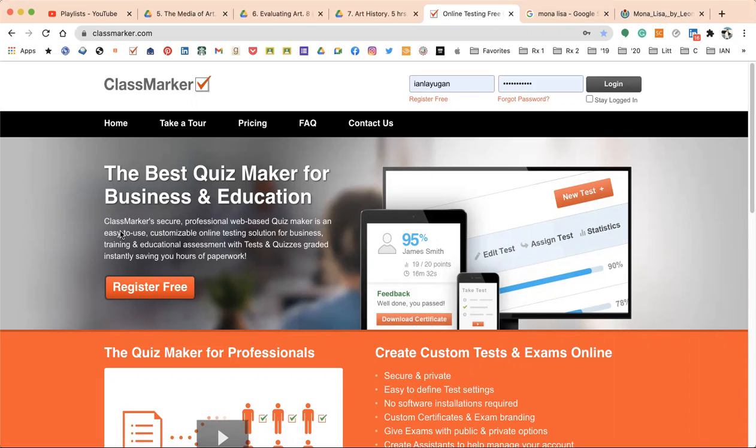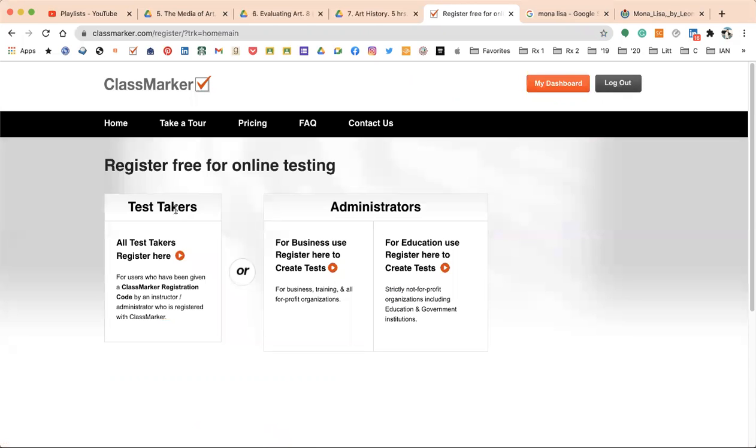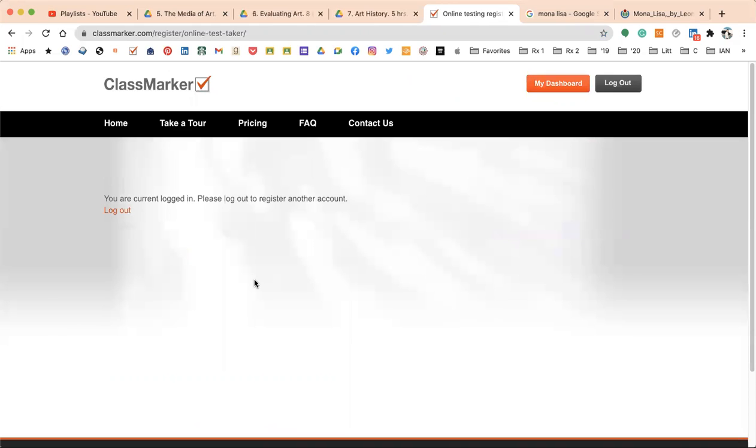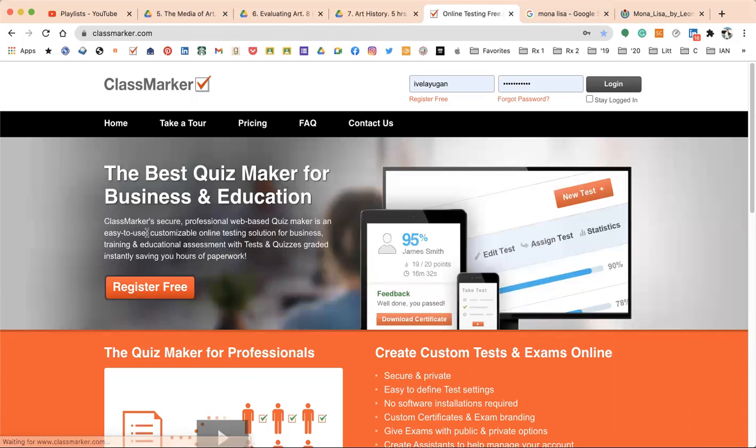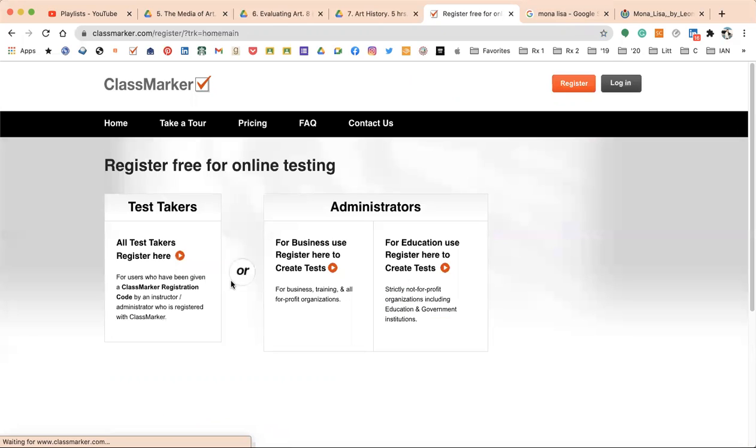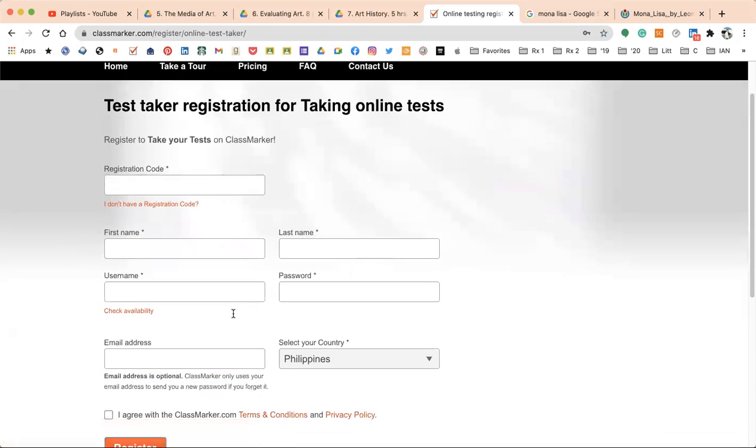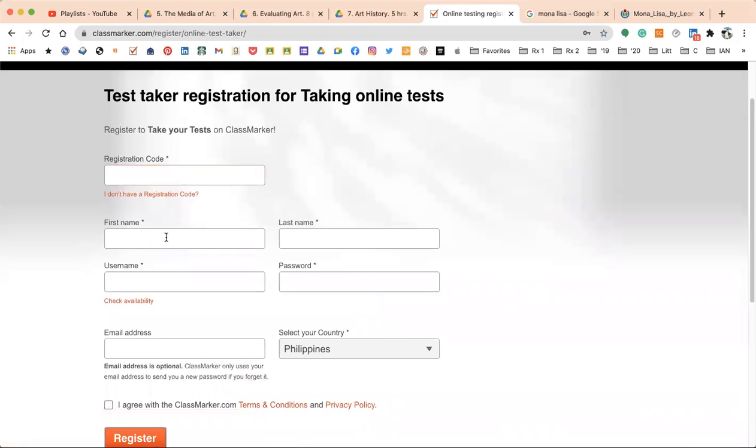So for your registration, I gave you codes already. Go to register, click on test takers. So all test takers register here, and then you log in everything that you need. So let me log that out. Sorry. So let's pretend that you are creating a new one. Put the registration code that I have given you. Write your first name. Please write your real and complete name. Your first name, your last name or surname.